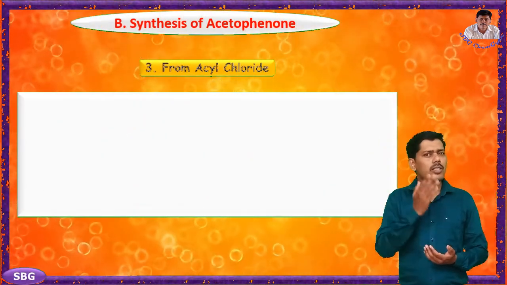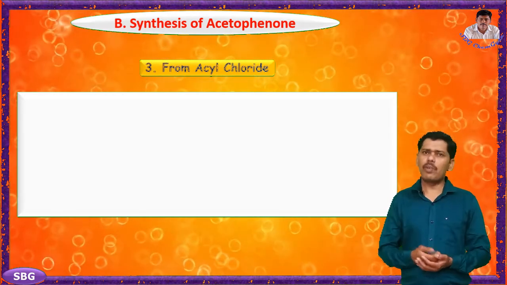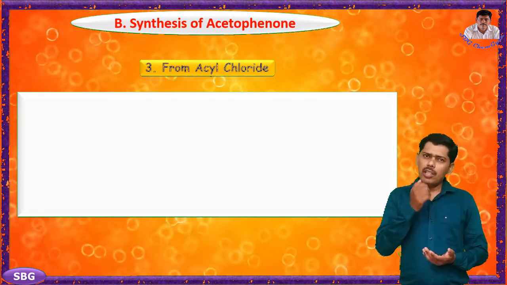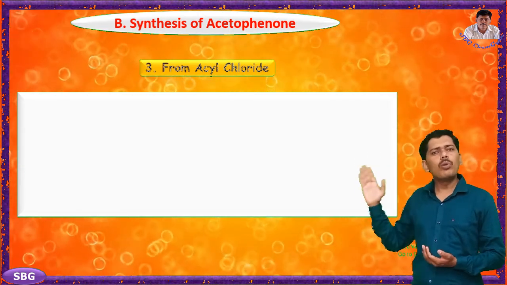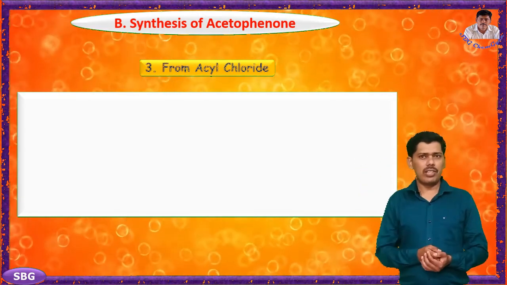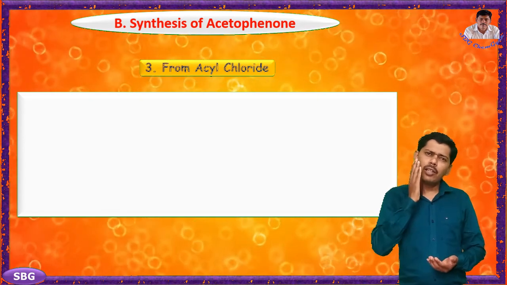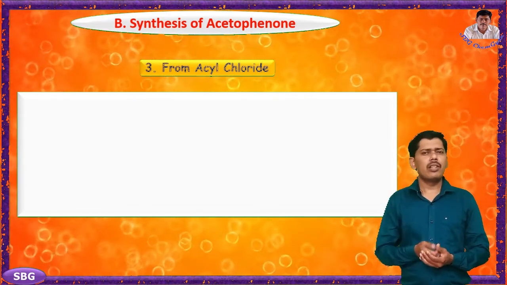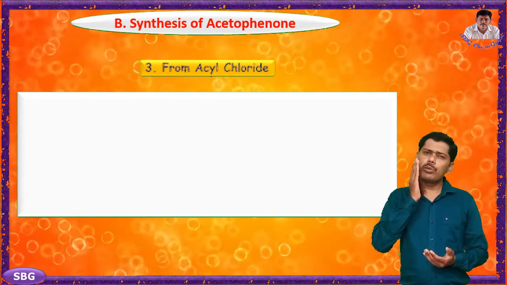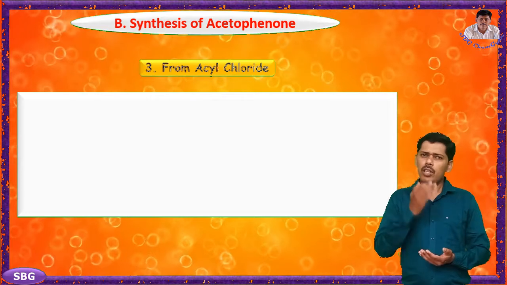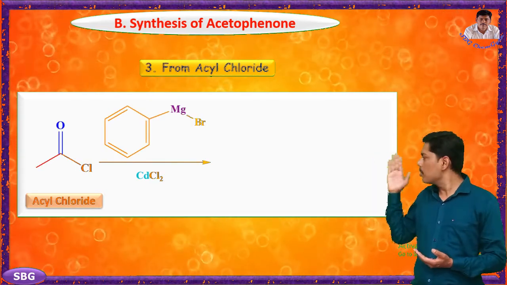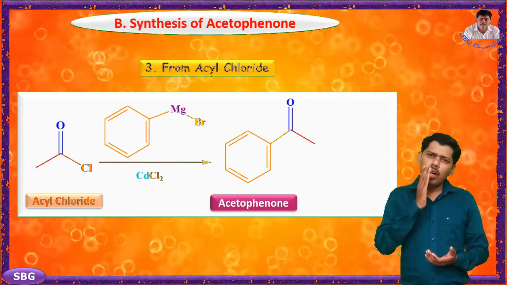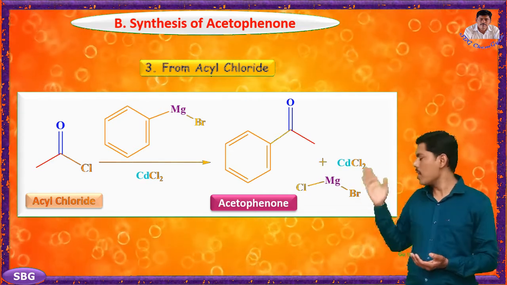Now we study the last synthetic method for the preparation of acetophenone from acyl chloride with Grignard reagent and cadmium chloride. In this reaction, we are going to study a most important reaction, that is the transmetallation reaction between Grignard reagent and cadmium chloride. What is a transmetallation reaction? In this type of reaction, metal exchange takes place in organometal compounds. Here, acyl chloride reacts with Grignard reagent and cadmium chloride in dry ether, gives our required product, that is acetophenone, which we can see here.